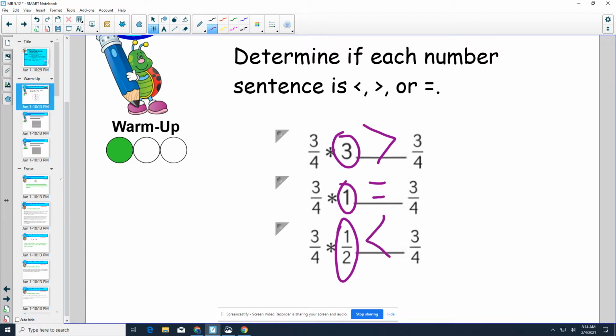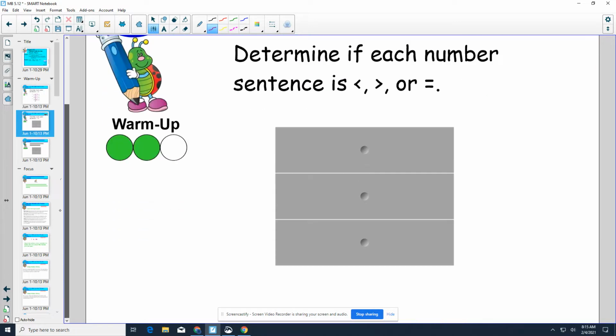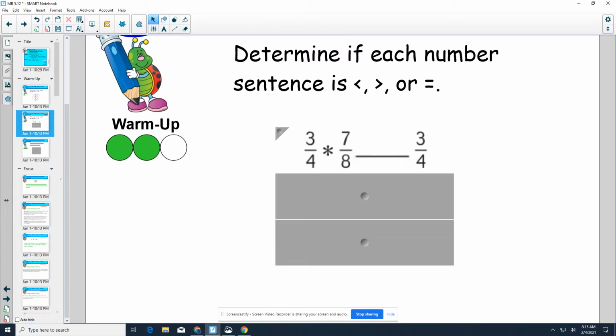So remember, when you multiply a fraction by a number greater than 1, or on Evaluate they say integer, if it's a number or a fraction greater than 1, then it's going to be greater than the fraction you started with. If you multiply a fraction by 1, it's going to be equal to itself. And if you multiply a fraction by a fraction less than 1, it's going to be less than what you started with. So let's look at a couple of these.